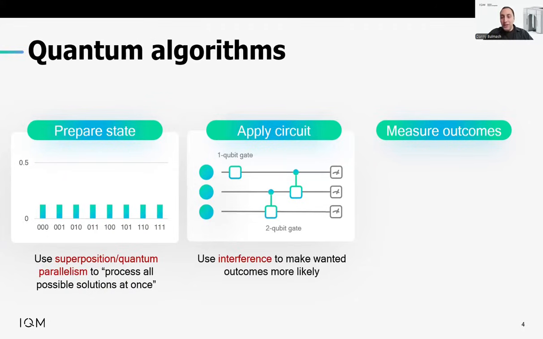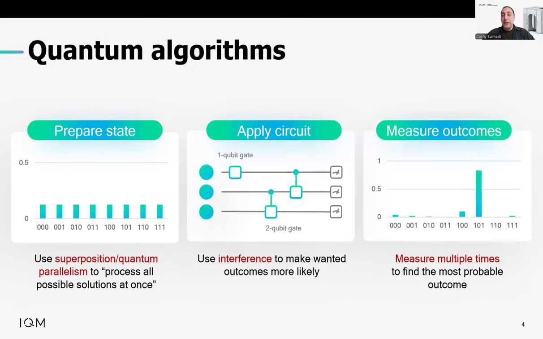Maybe they're 2-qubit gates, like the C0 gate that we saw yesterday, but it manipulates the input state in some way. And the goal is to use something called interference, which we'll talk about later, to make the outcome we want more likely. And finally, we measure the output. But as we saw yesterday, when you measure a quantum state, you don't always get the same answer. So we have to do this whole process multiple times in order to find the most probable outcome.